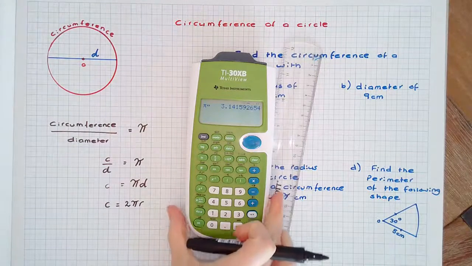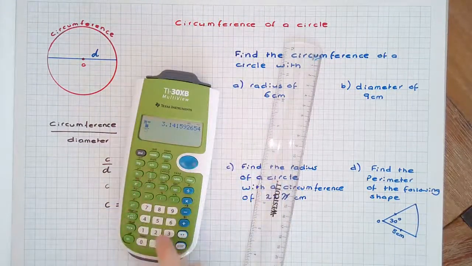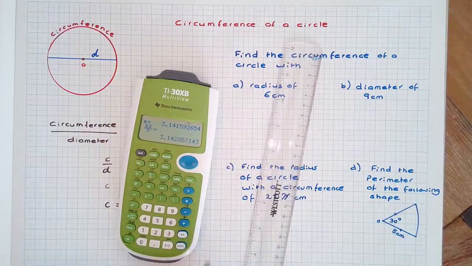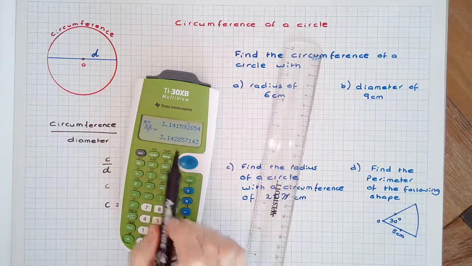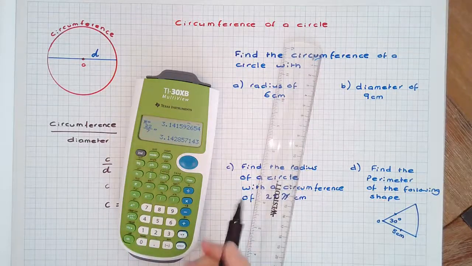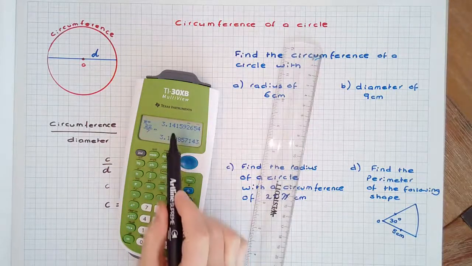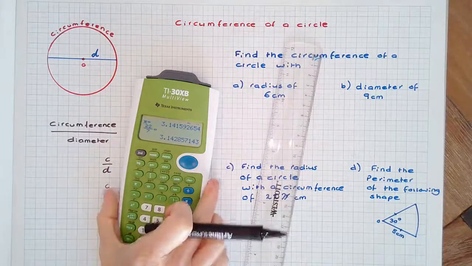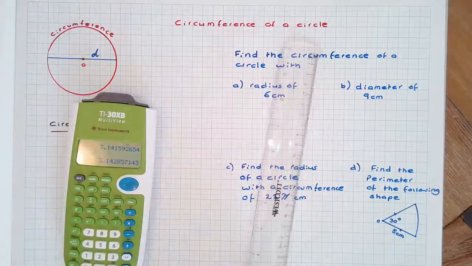Interestingly, the fraction 22/7 is quite close to pi, 3.1428, and then it goes different. But it's not exactly equal to, but it's often used to approximate pi. Let's go through some examples on how to find the circumference of a circle.